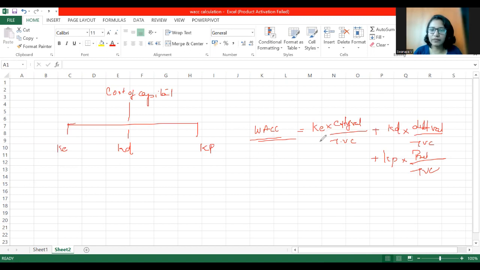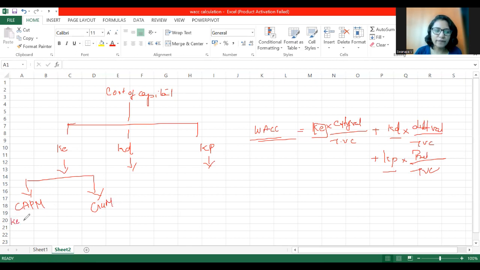Now, before we calculate WACC, we need these details: KE, KD, and KP. Usually the question in the exam will test our understanding on calculating these three costs and then calculation of WACC. So, KE is cost of equity. It can be calculated using the most commonly used CAPM, that is Capital Asset Pricing Model, and GGM, Gordon's Growth Model.